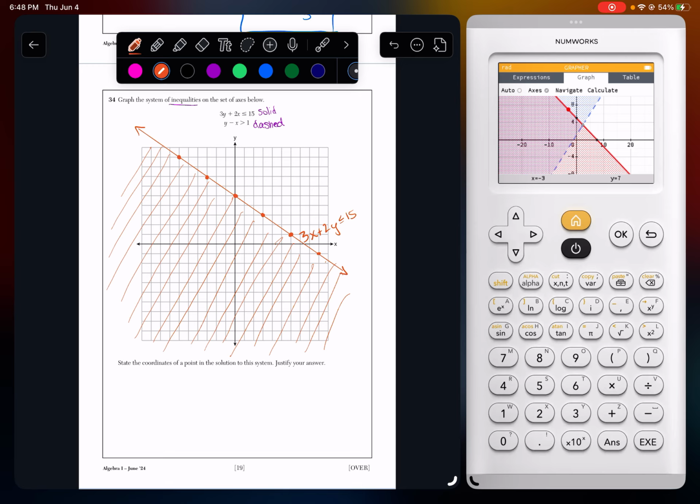To jump to the other boundary, I can use these up or down arrows. So if I use the down arrow, now I can get some points along this boundary. So I have -3, -2, -1, 0, 1, 2. Then I might notice that this has a slope of 1, and I can continue extending that.